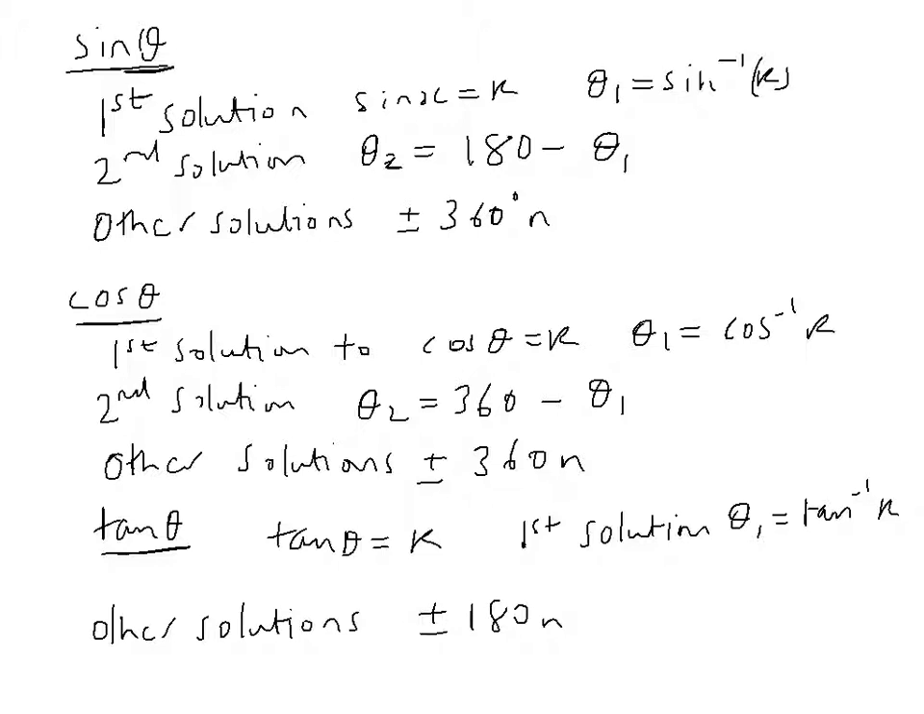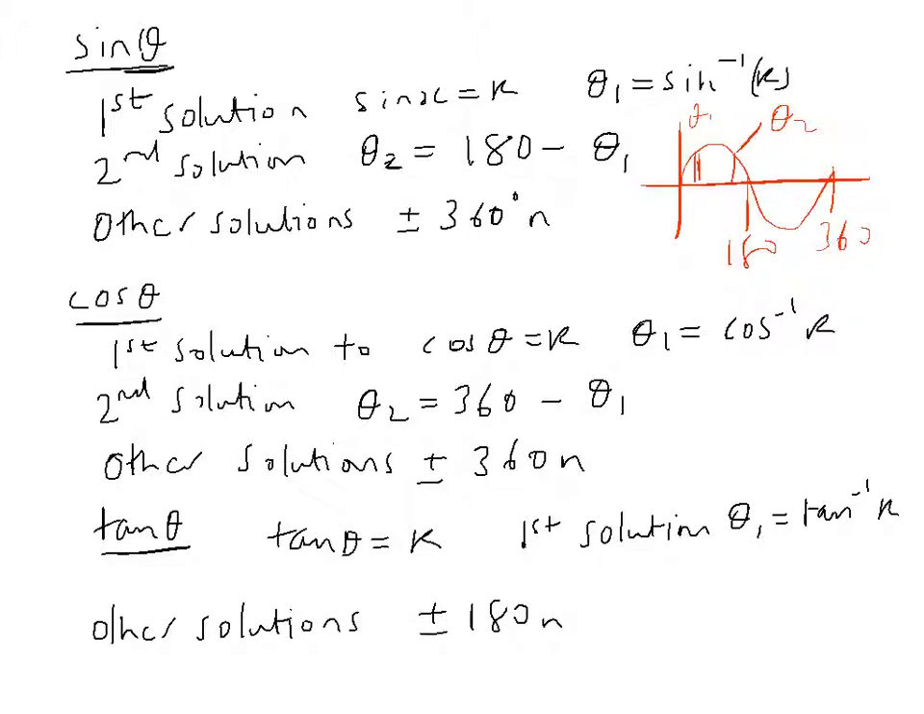Why do we do 180? Well, if we go back to the sine curve, say that's 360, that's 180. We know if one of our solutions lies here, say let's call that theta 1, then the other solution by symmetry is theta 2, and that's why we do 180.